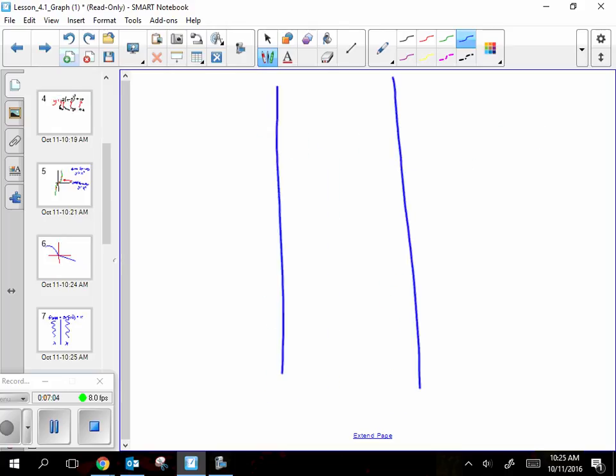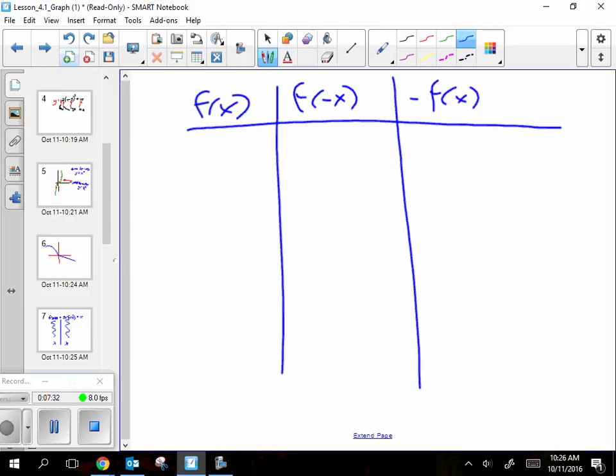It's a three-part chart. I think this is the easiest way to teach it. I actually used to teach it a different way, and somebody showed me this, and I was like, man, that's really easy. I think I'm going to do it that way. You start with f of x, just f of x. And then you do f of negative x. And then you do negative of f of x. I'll show you what that means.